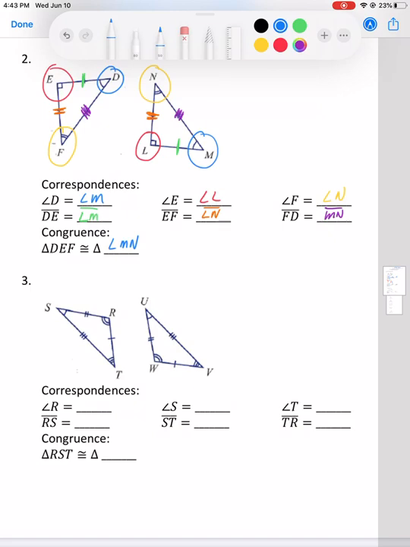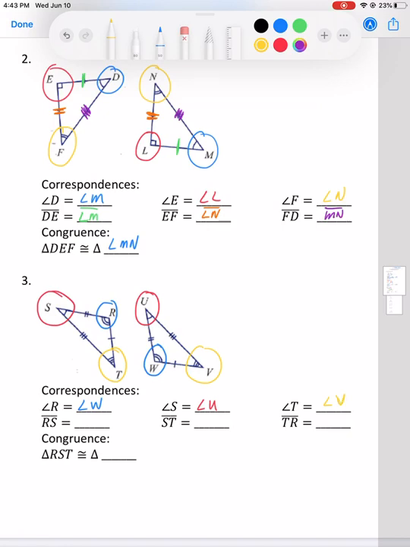Okay, so let's take a look at this one now again. You've resumed the video. Angle R has 2 marks on it, so angle W is the one that has 2 marks. Angle S has 1 mark on it, so we need the 1 mark over here, angle U. Angle S corresponds with angle U. Angle S is equal to angle U. Angle T has 3 marks on it. Angle V has 3 marks on it, so angle T is equal to angle V.